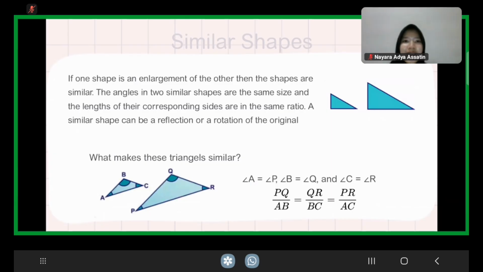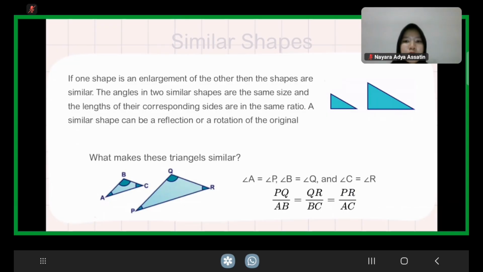Okay, now move on to similar shapes. If one shape is an enlargement of the other, then these shapes are similar. The angles in two similar shapes are the same size and the lengths of their corresponding sides are in the same ratio. A similar shape can be a reflection or a rotation of the original.